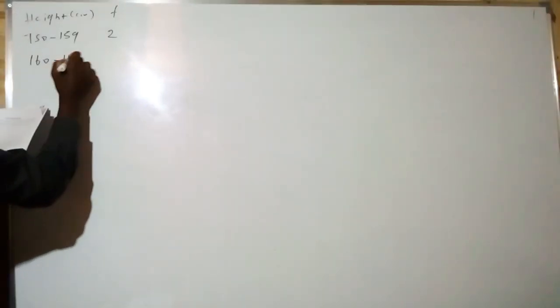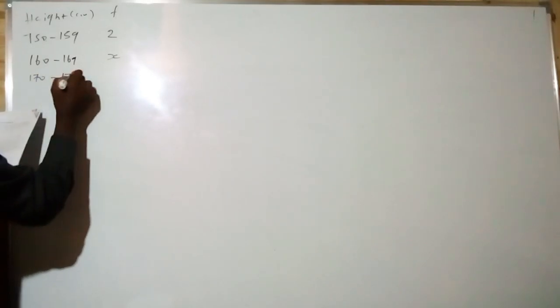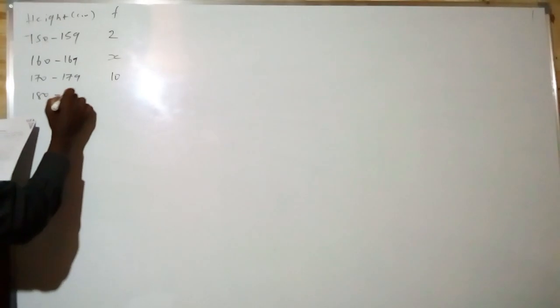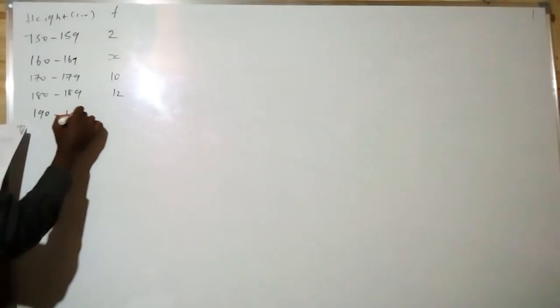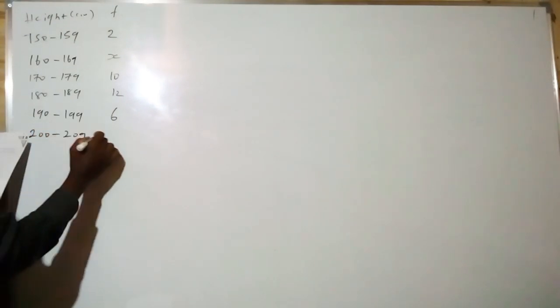Height: 150 to 159, frequency 2; 160 to 169, frequency X; 170 to 179, frequency 10; 180 to 189, frequency 12; 190 to 199, frequency 6; 200 to 209, frequency 2. Then you'll be told, find the value of X.